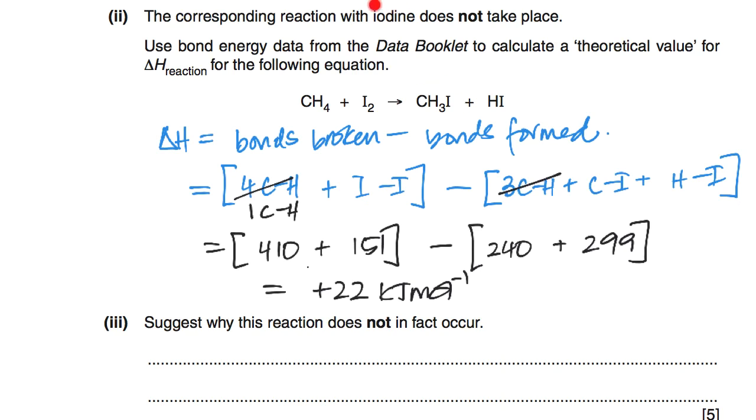If you look at the previous reaction, the value was minus what? 99. And this one is plus 22. So it must be to do with the fact that this is endothermic. And why does this not take place? Because this reaction is endothermic and will need a constant supply of energy. So when they say why doesn't it take place, it means it doesn't take place in normal conditions, where you can start the reaction and it will happen on its own. It won't happen on its own. It will have to be continuously heated for it to take place. So that is the one reason why.